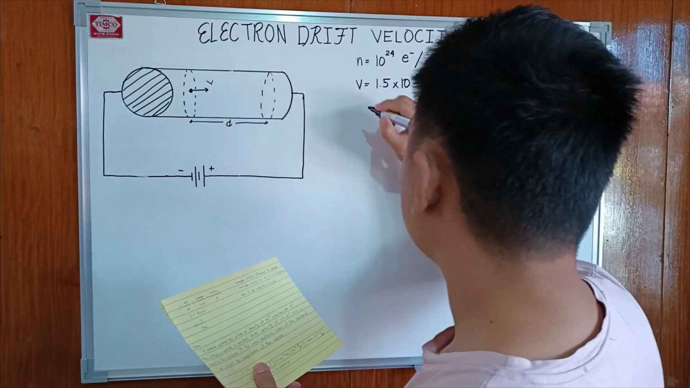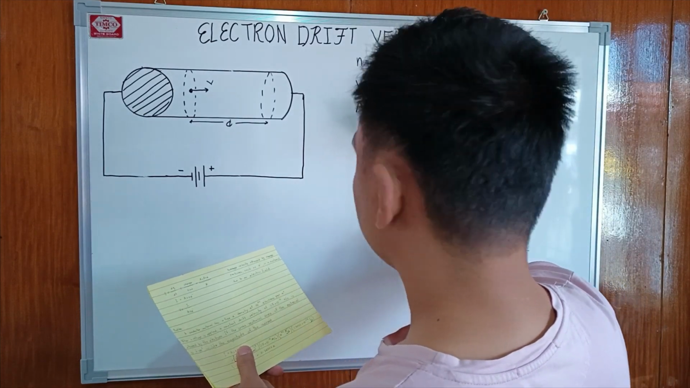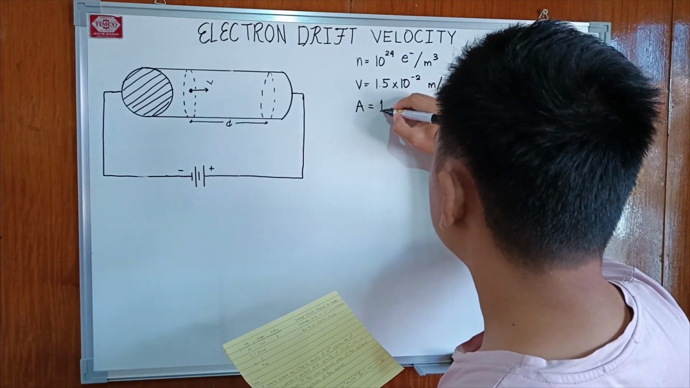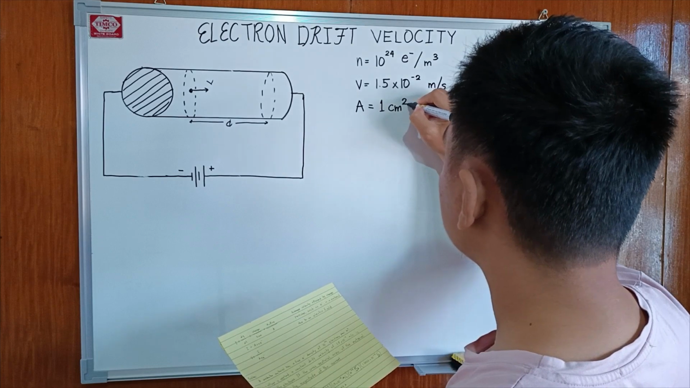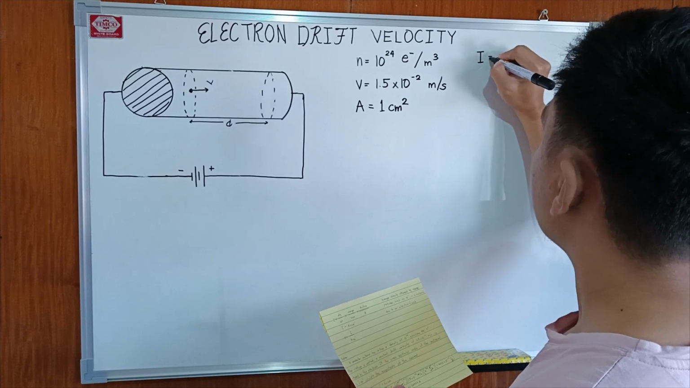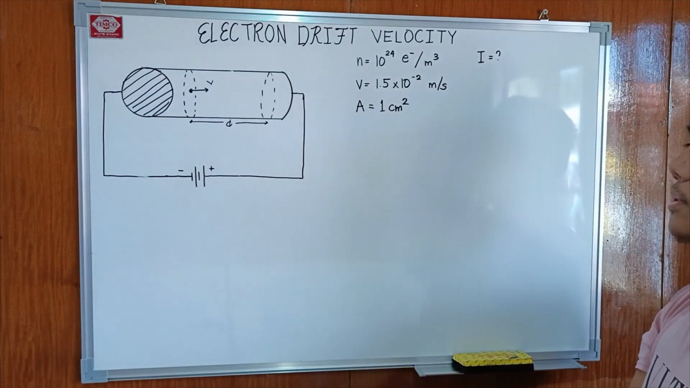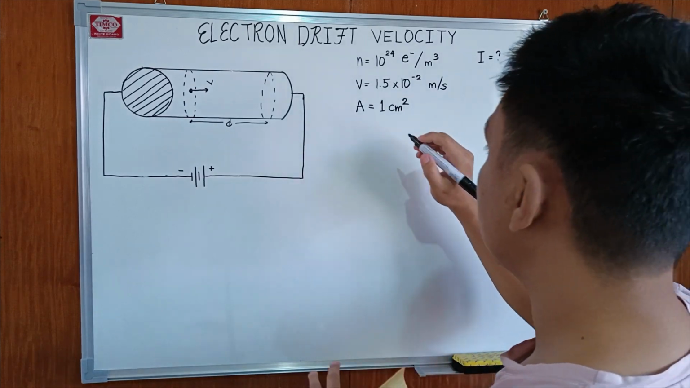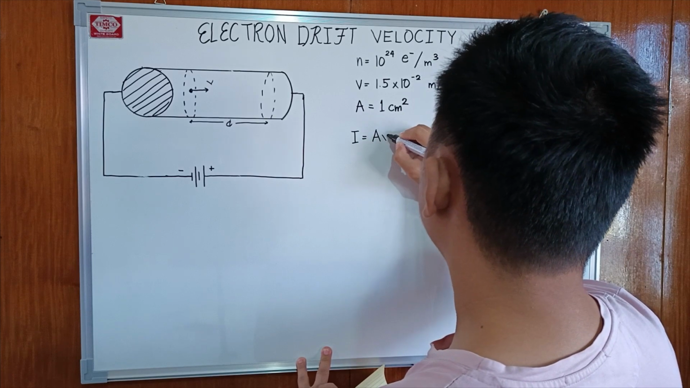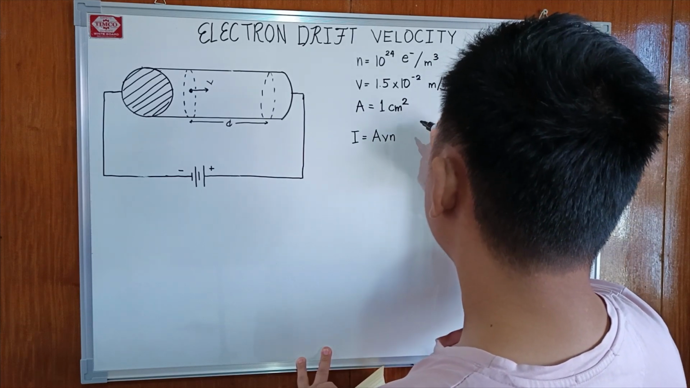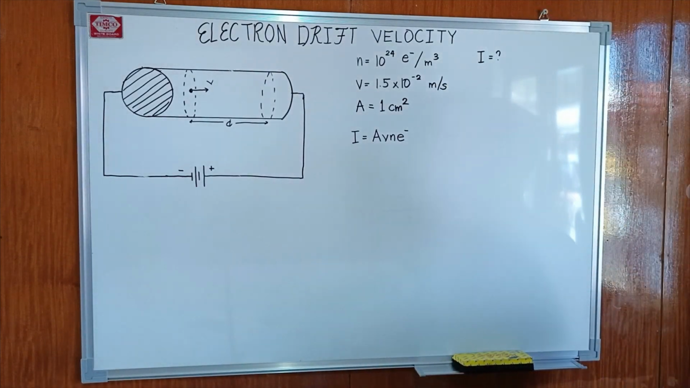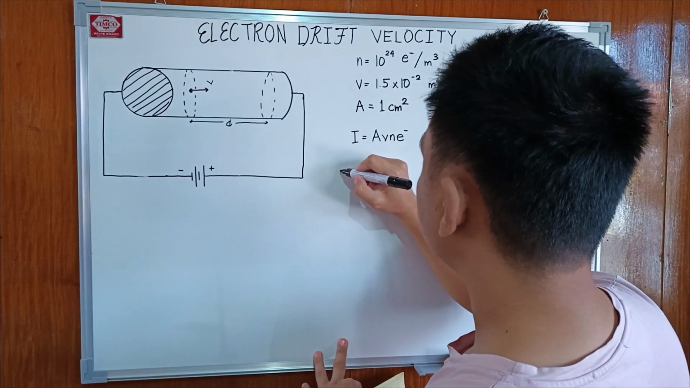If the cross-sectional area of the material is 1 square centimeter, calculate the magnitude of the current. So we need to find the current. Now let's use the formula from earlier. I equals the area times the drift velocity times the number of electrons per unit volume times the charge of one electron.